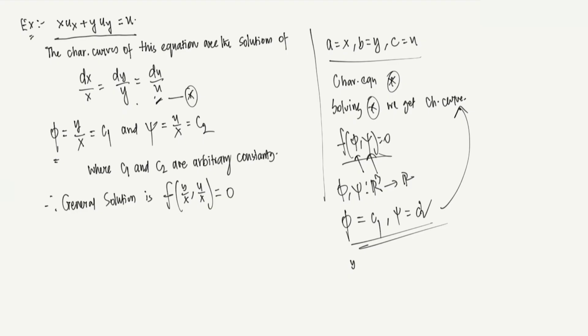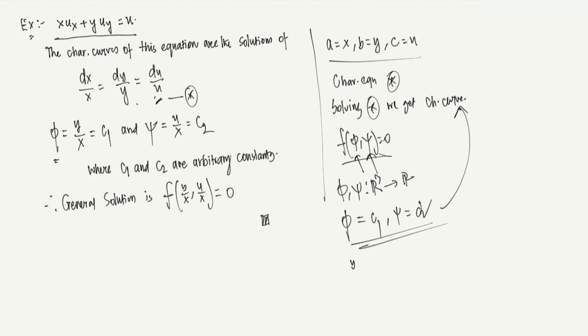Do you understand this? Phi and psi are not constant functions. They are constant only along the characteristics, okay, characteristic curves, that is. So what is the general solution in this case? The general solution is given by f of y by x and u by x equals 0.